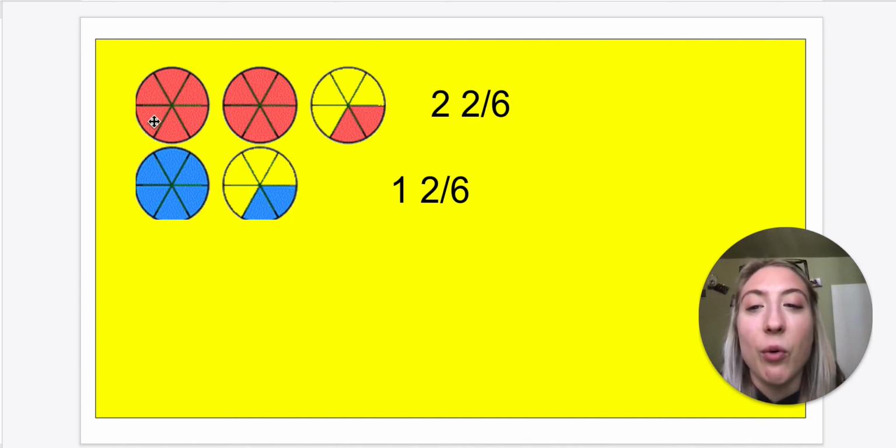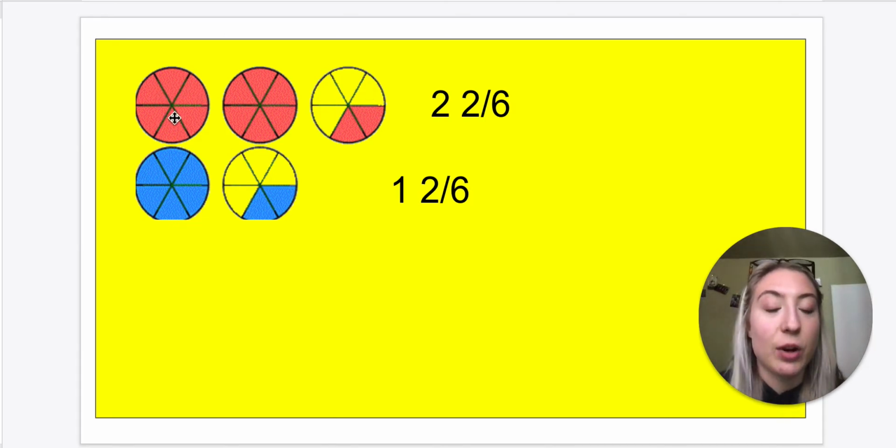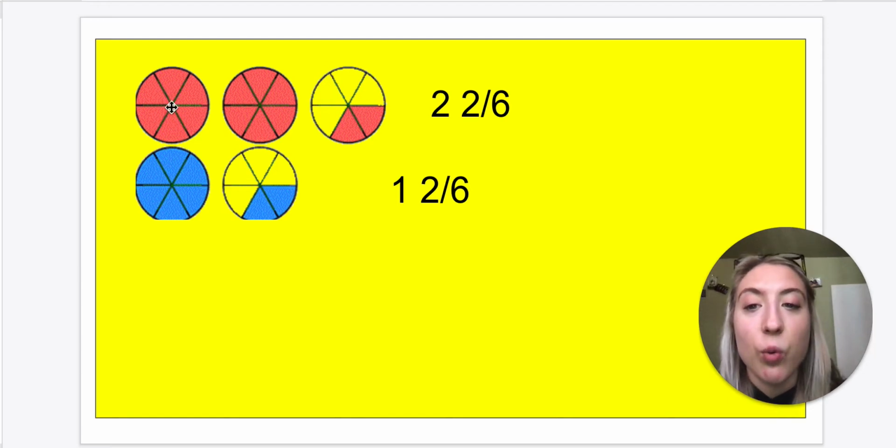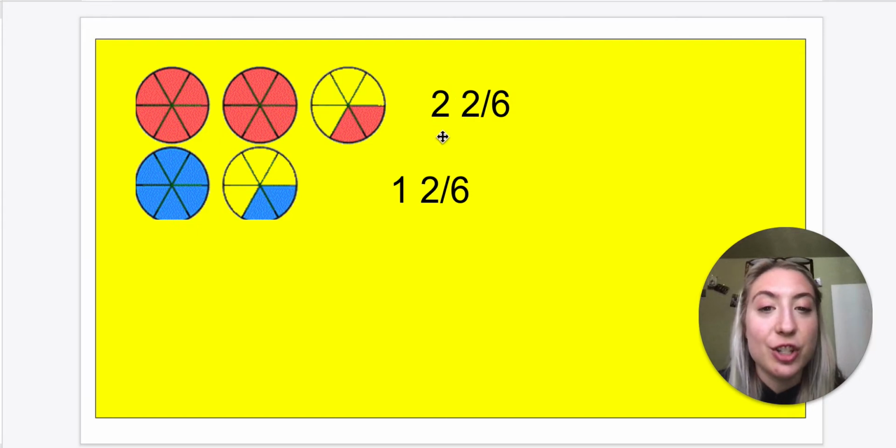So here we have 1 whole, 2 wholes, 3 wholes. So we have 3 circles. This is all shaded in. So we're going to ask, what is the fraction of the shaded in red? So 1, 2. 2 wholes are shaded in. So I would just have the 2 right here because it represents the wholes.